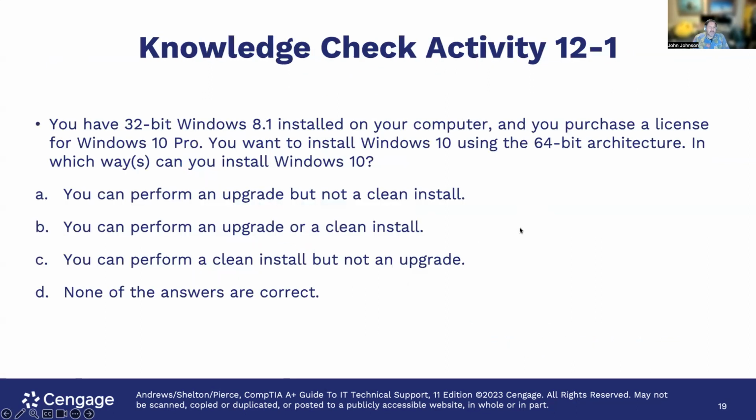So we're going to do a knowledge check here. We've got a 32-bit Windows 8.1 installed on our computer. We purchase a license for Windows 10 Pro. Yay. You want to install Windows 10 using the 64-bit architecture. Hold on, we've already got 32-bit, right? And we're going to go to a 64-bit architecture. That's got us wondering here. In which ways can we install Windows 10?